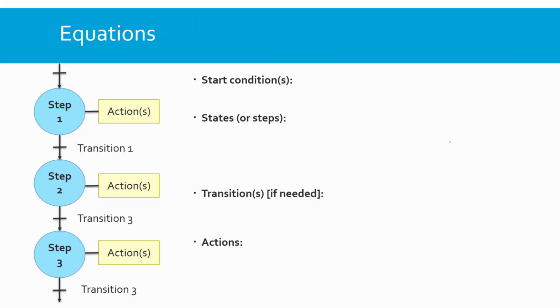Now, what about the Boolean equations in our program? So for the start conditions, we will have all the actions that are needed to start the sequence, but we will end them with the condition that not any state will be on. So what this means is that not any step should be on, and the action should be present in order for the start condition to be triggered.